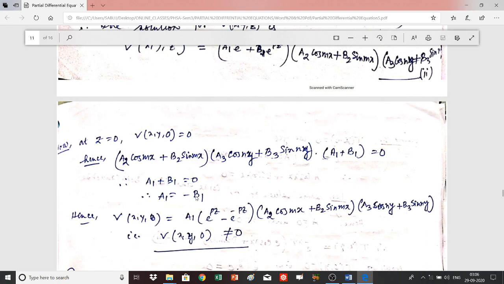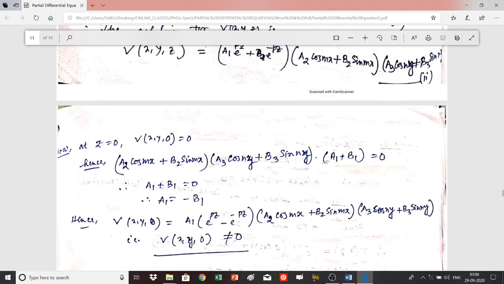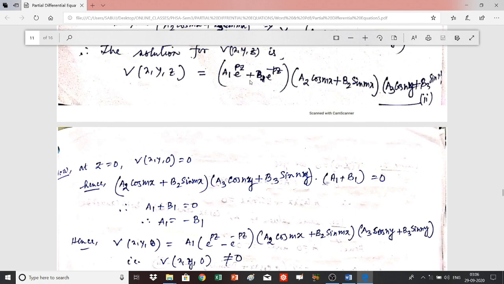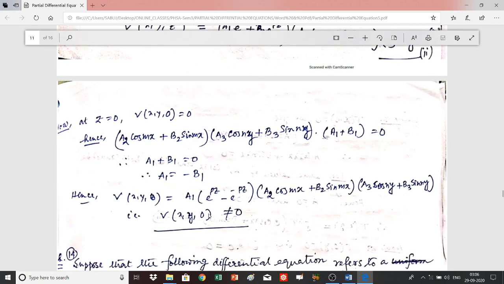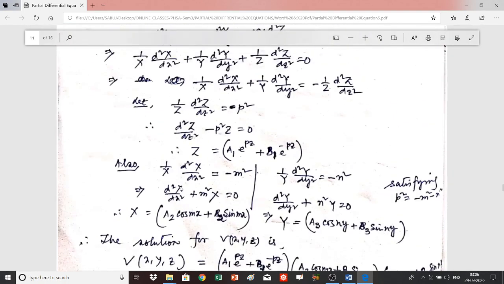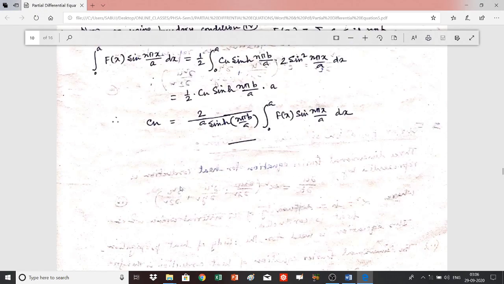So a1 is equal to -b1, and V(x, y, z) will be a1 times, with a1 and b1 being minus, a minus sign with a1 outside the bracket: a1 (e^(pz) - e^(-pz)), and all the other terms are here. That is the solution. Now come back to problem number 12, that is here.